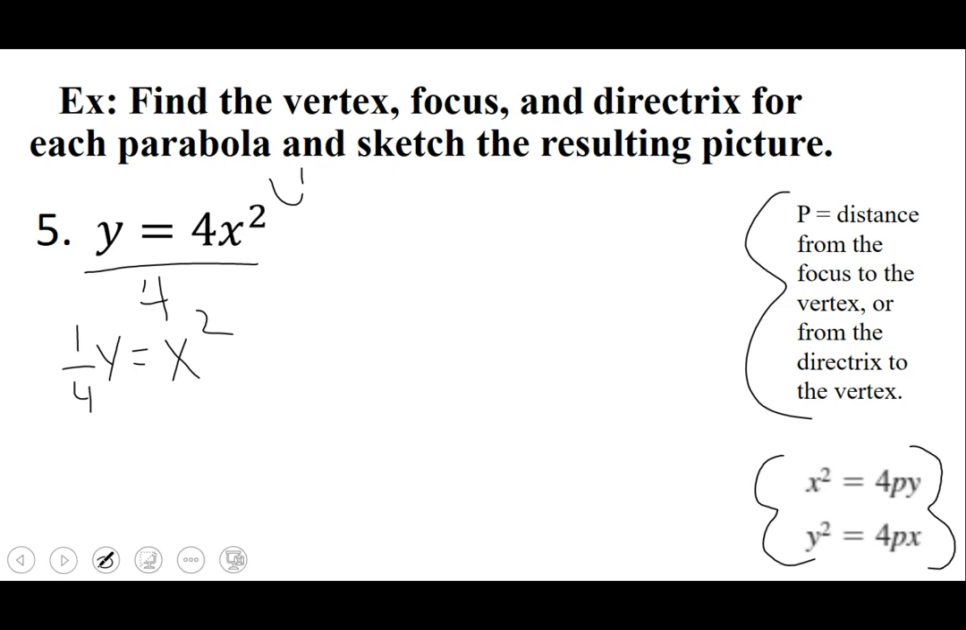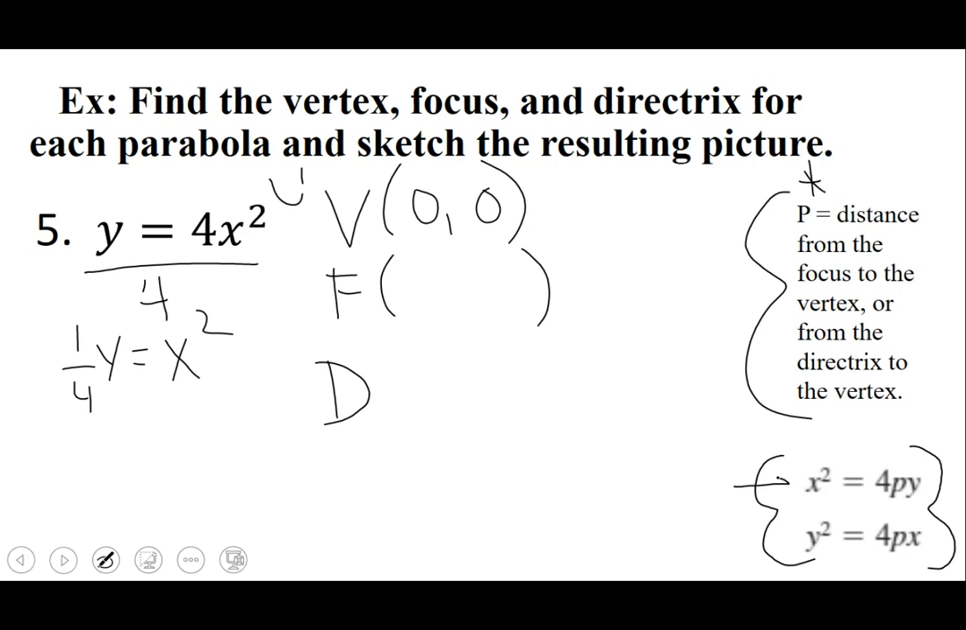Well, the first thing you want to realize is that v for vertex is going to be (0, 0) because there are no h's and there are no k's. If there were, you'd have to use the more complicated equation. Then you have to find the focus, which is a point, and then you have to find the directrix, which is a line. In order to do that, you need to find p. How do you find p? Well, because this is an x squared equation, look at this equation here.